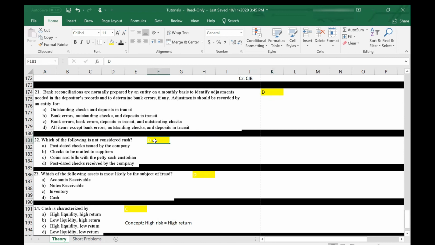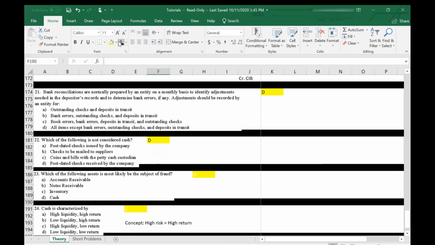Number 22. Which of the following is not considered cash? Letter A, post-dated checks issued by the company. Yes, it's still your cash because it's post-dated, and you're the one who issued the check. B, checks to be mailed to suppliers. These are undelivered checks, therefore still your cash. Coins and bills with the petty cash custodian, petty cash fund, still your cash. Post-dated checks received by the company, therefore not cash. So the answer here is letter D. I'll no longer be explaining now because we discussed it earlier.